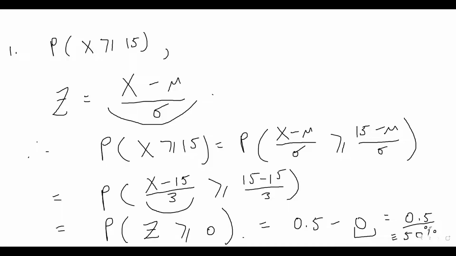Okay, and then the second one that I want us to look at is number 2. What if now you have to calculate the probability that x is at least 12 and at most 18? What if you are given this problem where you have to calculate the probability that the random variable x is between 12 and 18, that is at least 12 and at most 18?